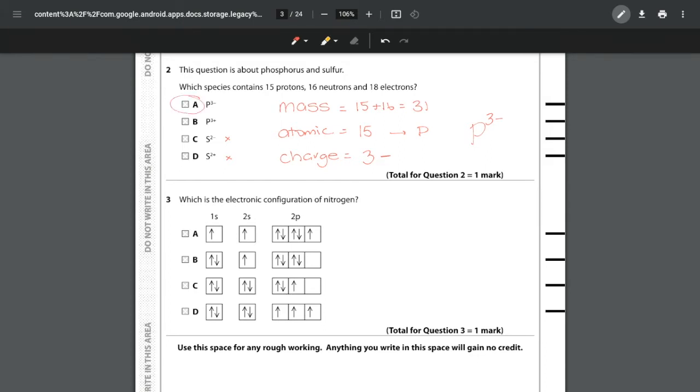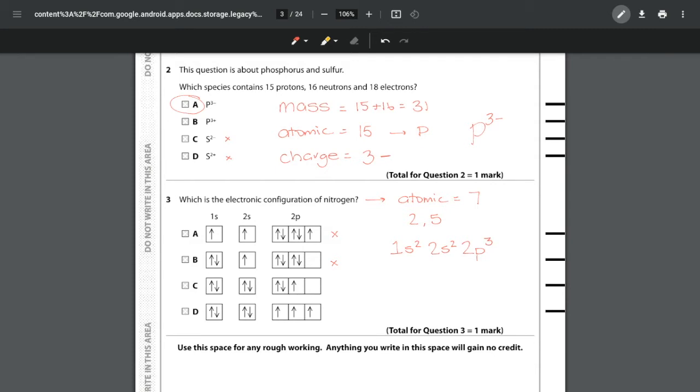For question 3, the electronic configuration of nitrogen. Well, you can go to the periodic table and you can find that the atomic number of nitrogen is 7. So going back to our GCSE, we would write that out as 2, 5. But now we can write it in our s and p notation. So we know that we have 1s2, 2s2, and then the remaining electrons go into the 2p, which is 3. So that automatically gets rid of A and B, because our 1s and our 2s are not completely filled.